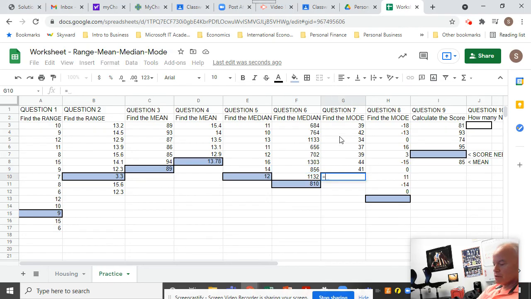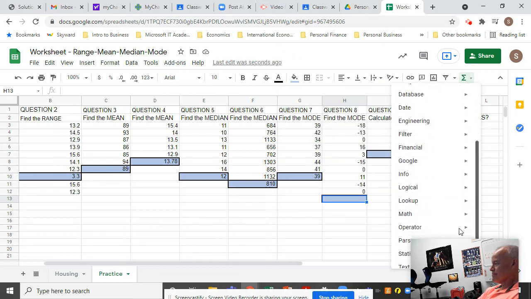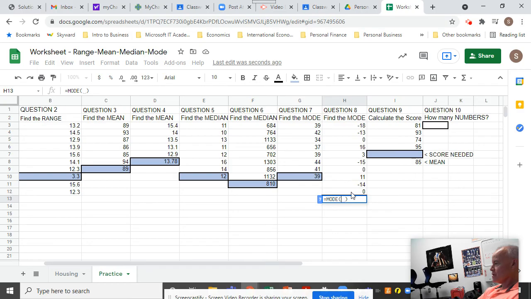Mode, which one is used the most? 39, used twice. Let's see, mode here. Let's go back here and mess around. Let's see, it's statistical again. There's different ways to do things. You know that. Mode. The number used most often is 0. It's used 3 times. Okay. I could use count if. That's another story. Forget it.